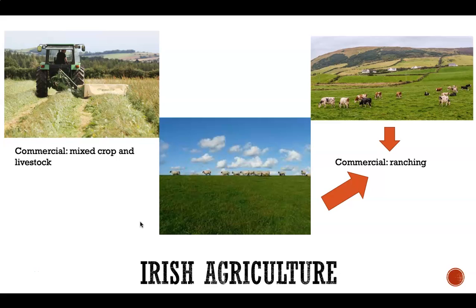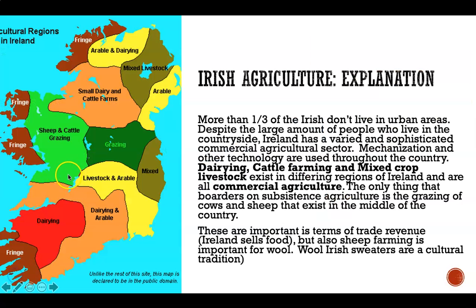So here's what I've done. Here's Irish agriculture. I've done commercial ranching for 2 of them, two different types in terms of sheep and cattle. That might be dairy farming as well, and then mixed crop livestock as well. So in my explanation, I've given a brief description of the urbanization factors that go into this.